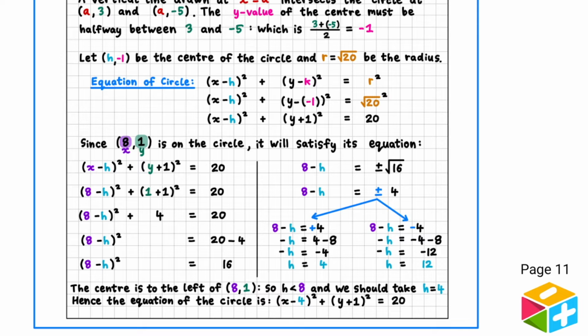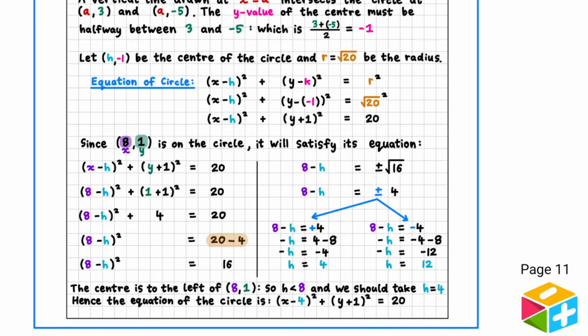To do this, we'll use the fact that 8, 1 is on the circle. Any point on a circle must satisfy its equation, so this means we can sub in x equal to 8 and y equal to 1 into the equation of our circle. From here, we can do some algebra to solve for h. 1 plus 1 is 2, and when you square 2, you get 4. The plus 4 on the left can be removed if we subtract 4 from both sides.